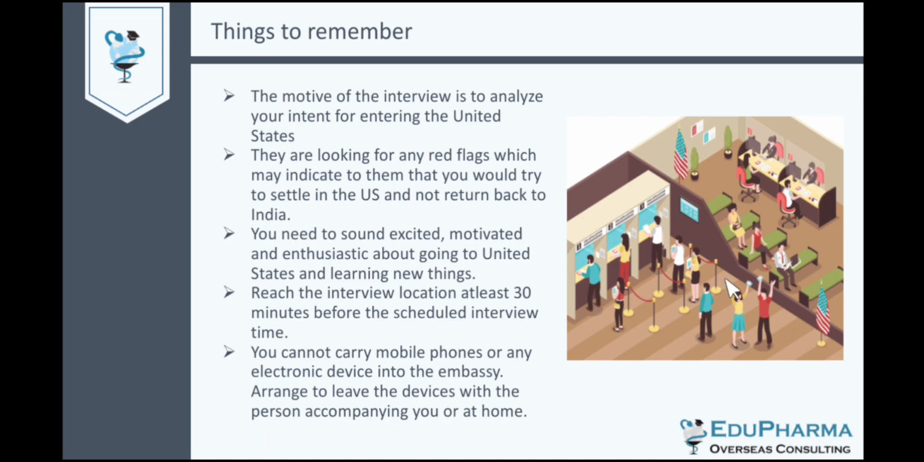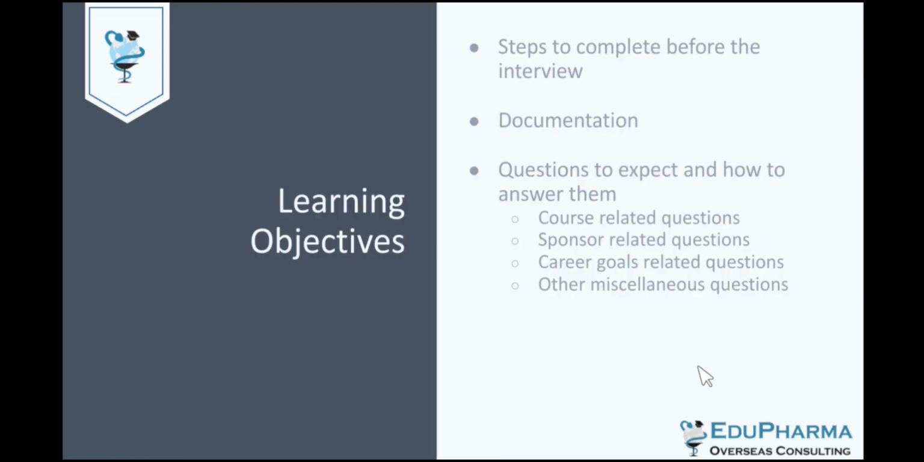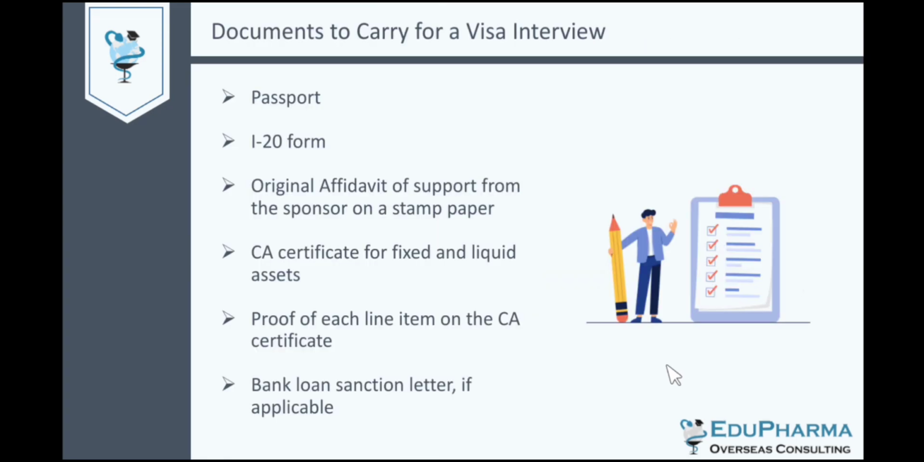Once you go through the security and enter inside, you will be waiting a lot of times in long winding queues, and once your turn comes up, there will be people who will be directing you here, and they will ask you to move to the window, which is where you have to provide your I-20 as well as your passport, and then the interview will start.